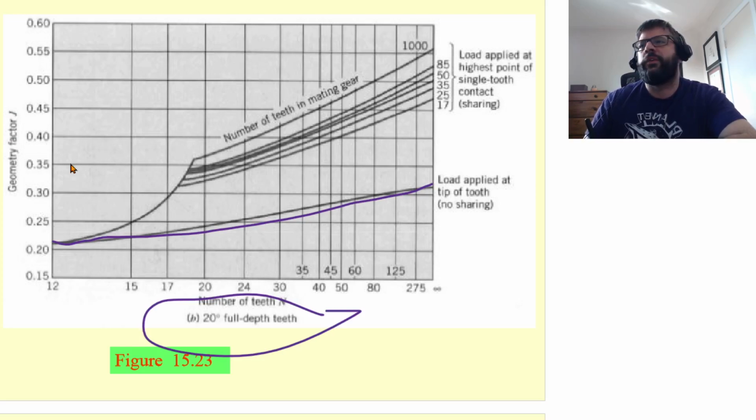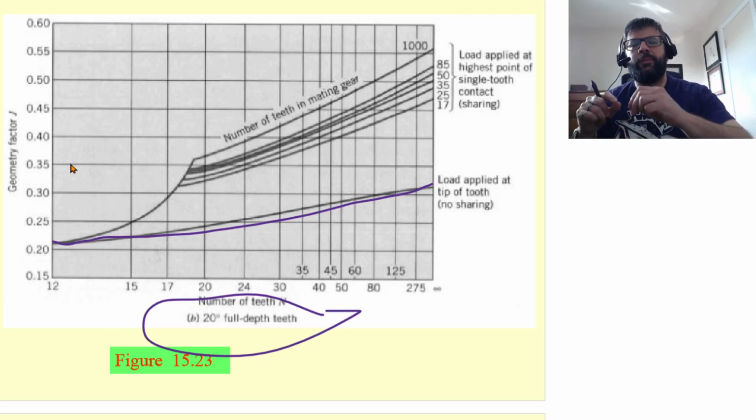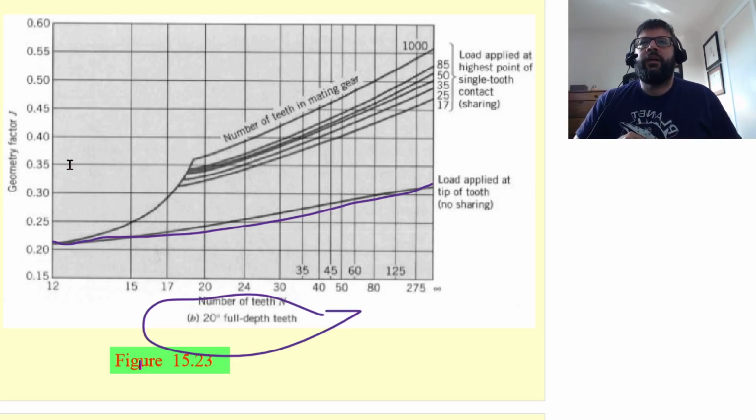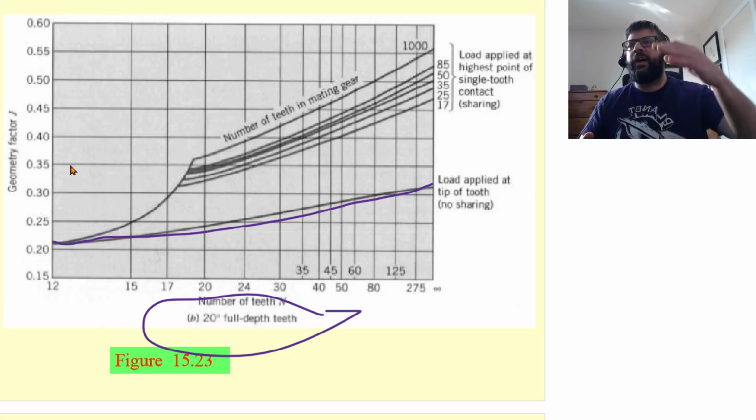But if you do have some load sharing, so when the gears come together, one pair of teeth comes into contact while the pair of teeth in front of it are still in contact, then we're getting less. The point of contact where the entire load is carried by the one tooth shifts down the face of the tooth. So having a higher geometry factor is going to be better because we're dividing by that amount.